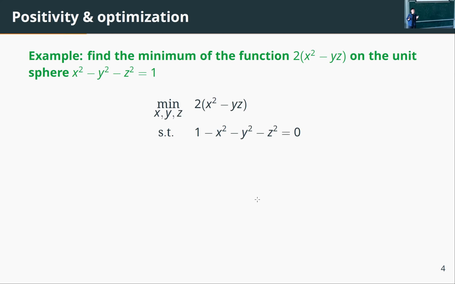For example, now we want to find the minimal value of this function, 2x squared minus yz, on the unit sphere in this three-dimensional Euclidean space. So we minimize this function subject to this constraint: x squared plus y squared plus z squared equals 1.